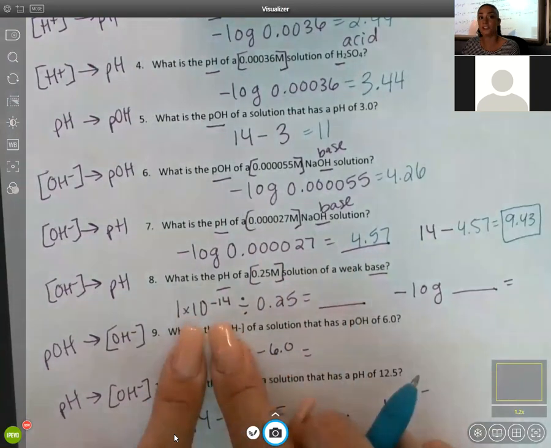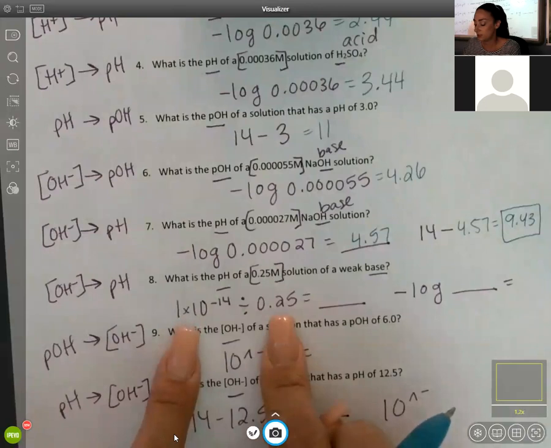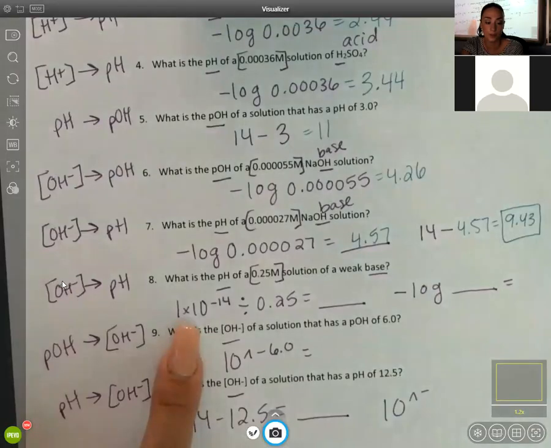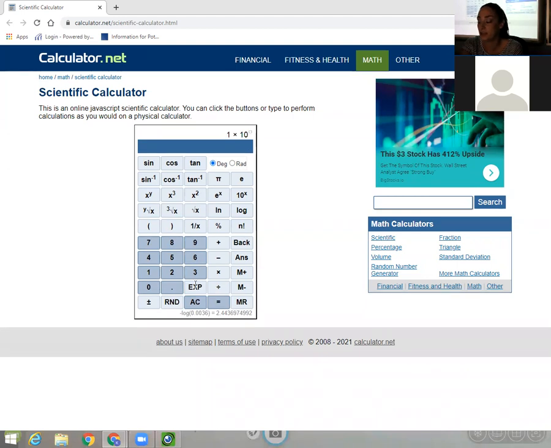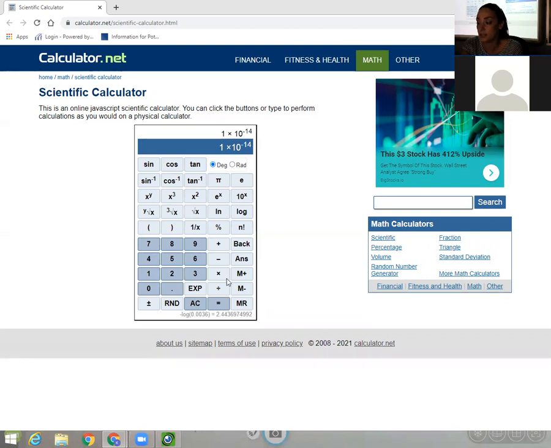If we went the other direction, the top route, you would have to use this number divided by the concentration. So let me just remind you guys how to type this into the calculator. If you're using the online calculator, you're going to type 1. The times 10 is the exponent button, the EXP. Okay. And then you have negative 14. You're going to divide by the concentration, which is 0.25, and we get 4 times 10 to the negative 14.